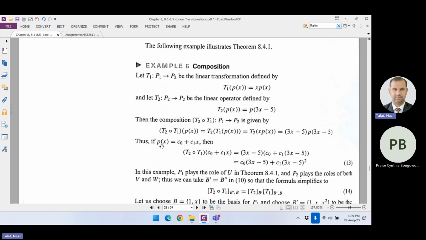So in general, if P(x) is any polynomial of degree 1, like P(x) equal to c0 plus c1 x, then we can just put the value x as 3x minus 5 over here, and it will give us the value in this way. For example, we simply get the form T2 of T1 of c0 plus c1 x equal to this one after simple simplification.